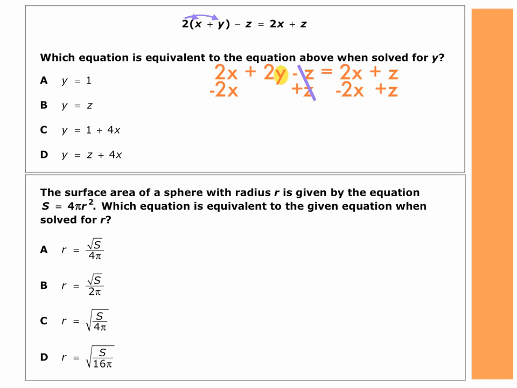What happens when I subtract 2x from both sides is it cancels out of my side that I'm subtracting from, of course. But then if you look on the right side of this equation, I have 2x minus 2x again, which is going to cancel each other out also. So I'm going to be left with 2y equals z plus z is 2z.